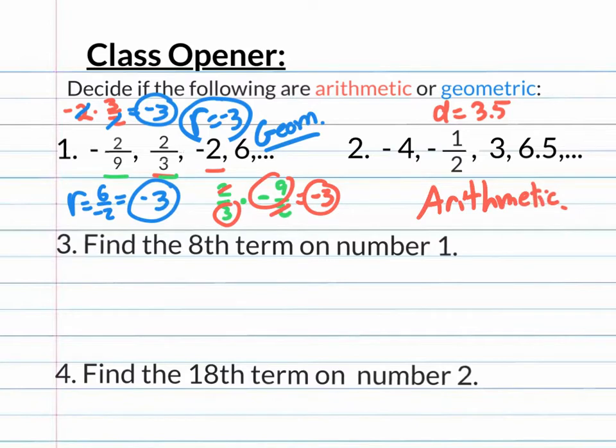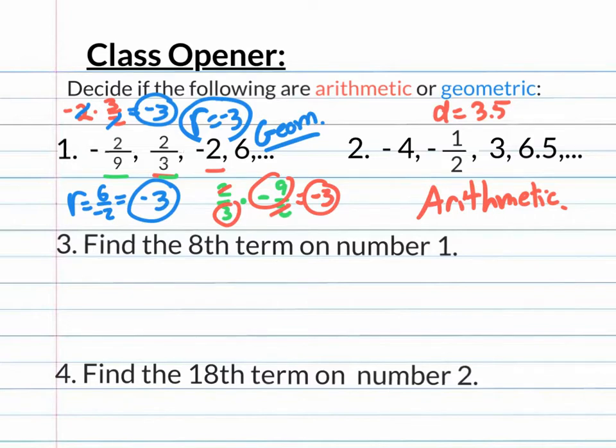Okay, so the first one's geometric, the second one's arithmetic. We're done. Moving on to number 3. Find the 8th term on number 1. Well, how are we going to find the 8th term on this one? We have 1, 2, 3, 4. This is a sub 1, this is a sub 2, a sub 3, a sub 4. They want a sub 8.